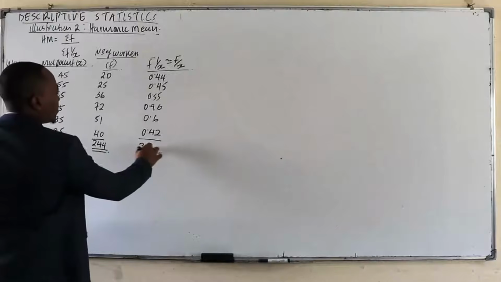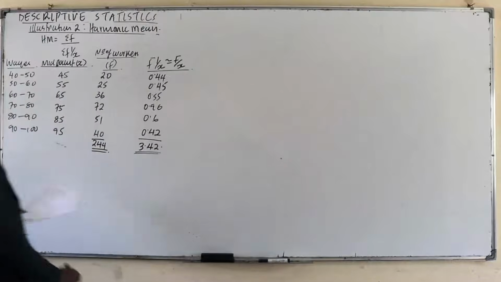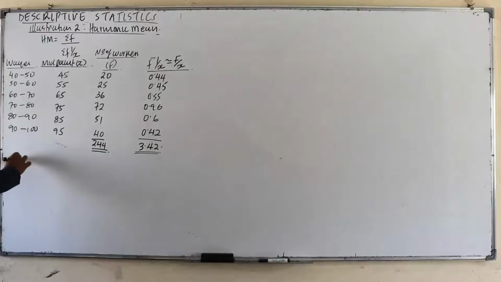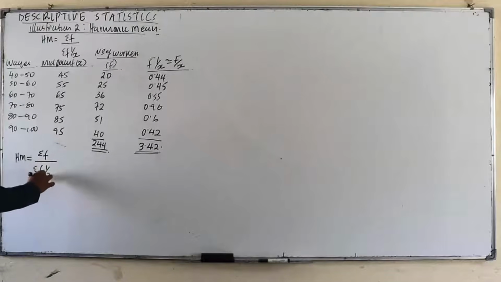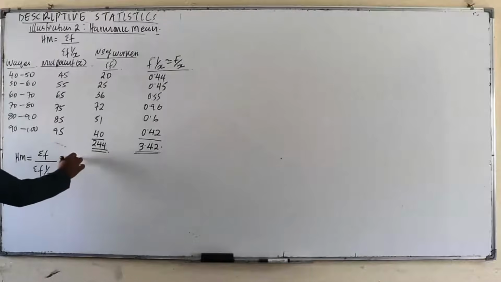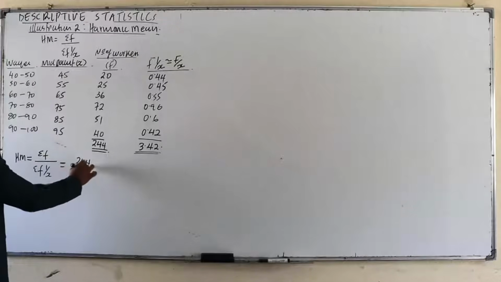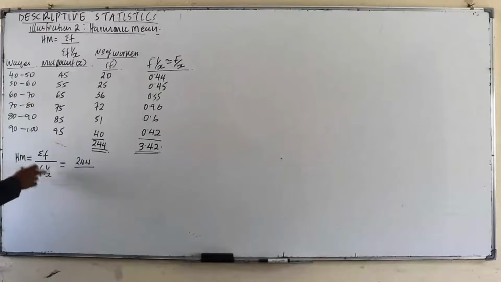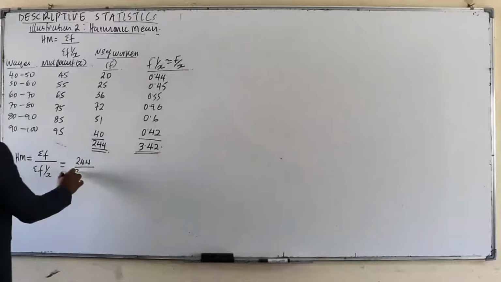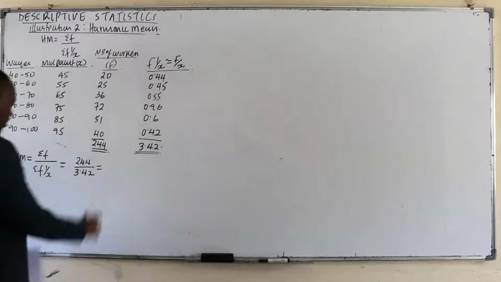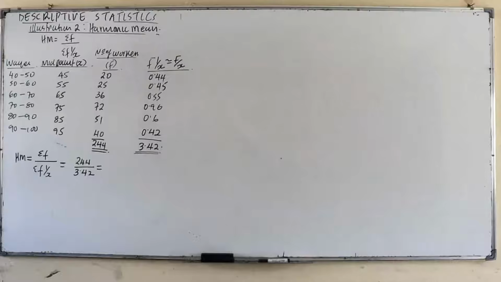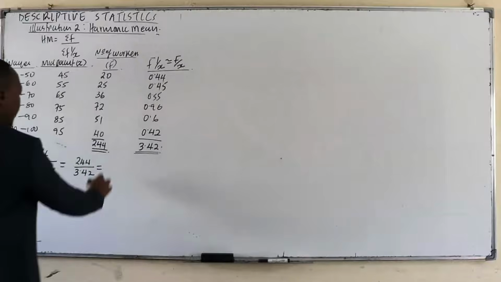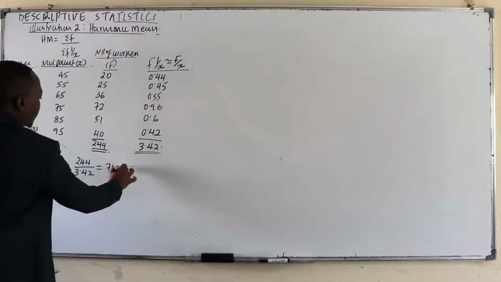You get 3.42. So therefore, to get the harmonic mean, it is the summation of frequency divided by the summation of frequency times 1 over x. So the summation of frequency we have is 244, divided by the summation of f times 1 over x, which is 3.42. So on average, you get how much? 71.35. Good.